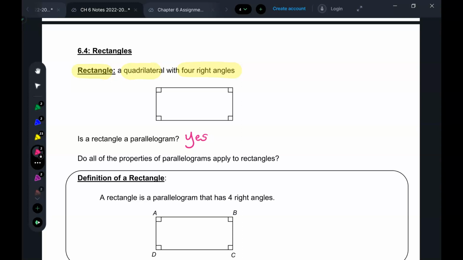Like, are the opposite angles congruent? Yes. Are consecutive angles supplementary? Yes. But are opposite sides congruent? Yes. And do the diagonals bisect each other? Yes. But I have a question, like, if you do a diagonal line, it bisects the other.